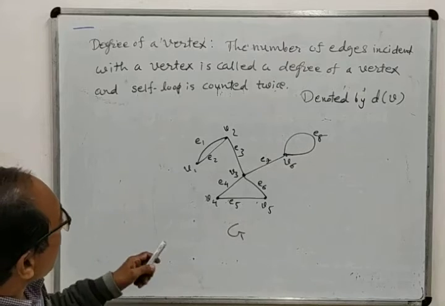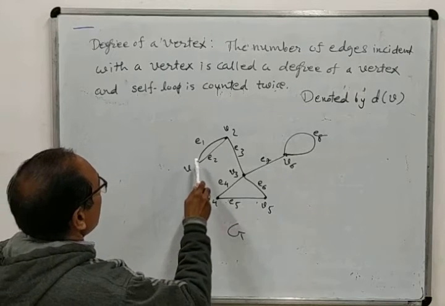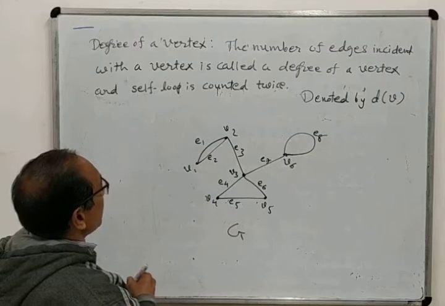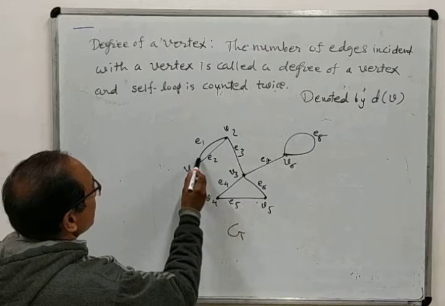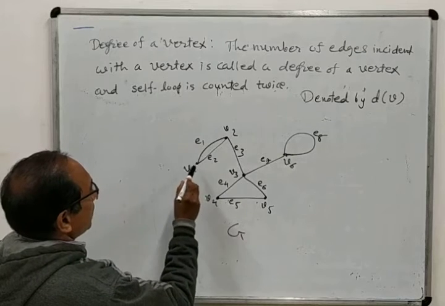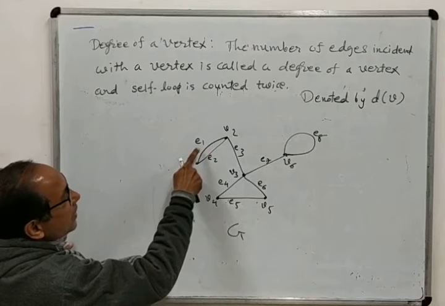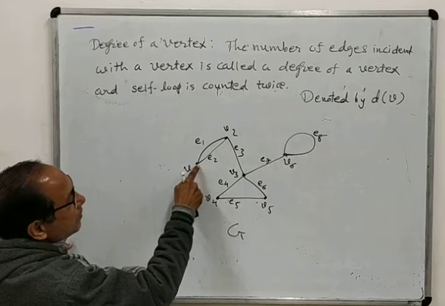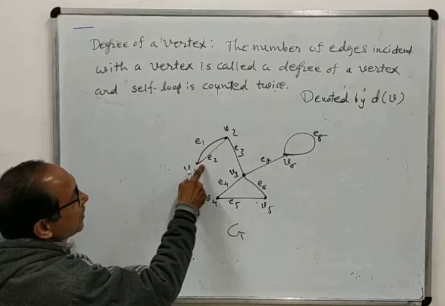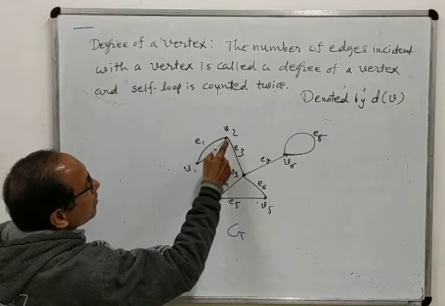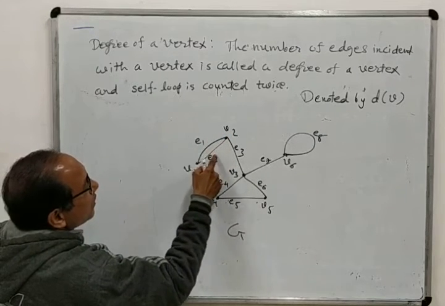Here from the graph you can see that degree is the number of edges incident with the vertex. So when we counted the degree of V1, we saw that E1 and E2 are incident with V1. So the degree of V1 is 2. Here the degree of V2 is 3, because of E1, E2 and E3.